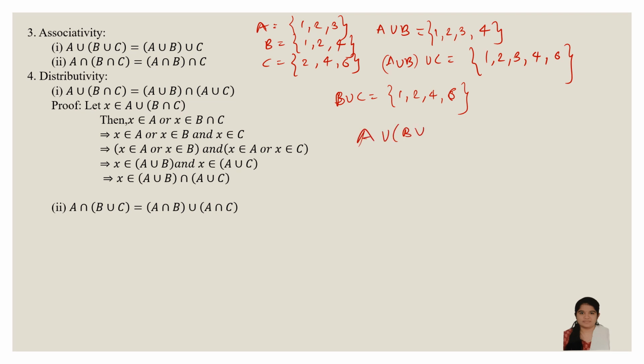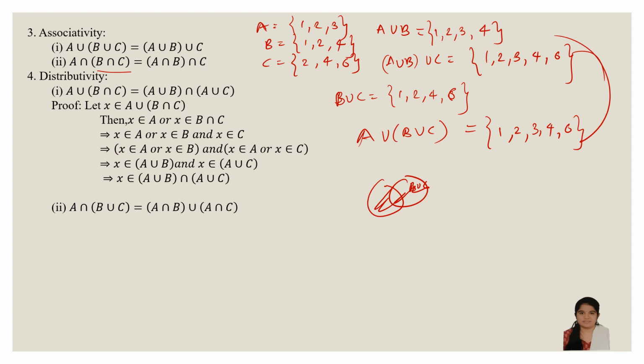A union B union C क्या होगा? A एक सेट है, B union C एक सेट है, दोनों में सारे कॉमन एलिमेंट्स, सारे एलिमेंट्स क्या हो गए? A में है 1 2, इसमें भी 1 2 है, तो सेम सिंगल लिखोगे: 1 2 3 4 and 6. So both the elements in both sets are same, so the associative law holds. Similarly, it holds for intersection also. A intersection B intersection C is equal to A intersection B intersection C.